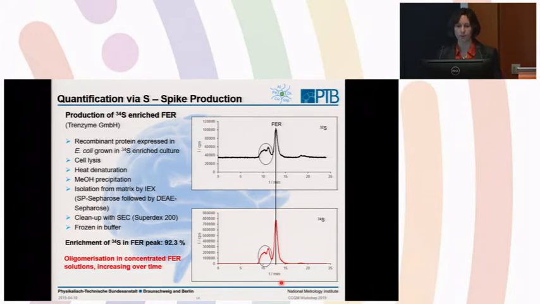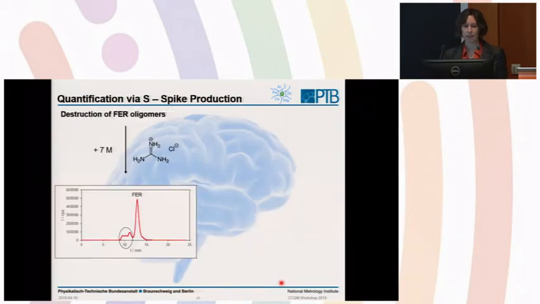So the challenge was now to remove the oligomers before we do IDMS, because otherwise we don't know exactly what we have in our spike. And I found in the literature a method where they used guanidinium chloride at very high concentration, 2 molar. But unfortunately, it was not able to remove the oligomers completely.